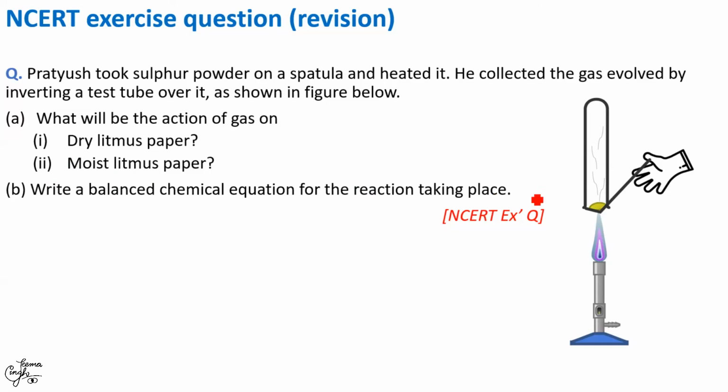So let us begin with writing a reaction first so that we know which gas has been evolved. So we have sulfur powder. It combines with oxygen to give rise to sulfur dioxide gas.